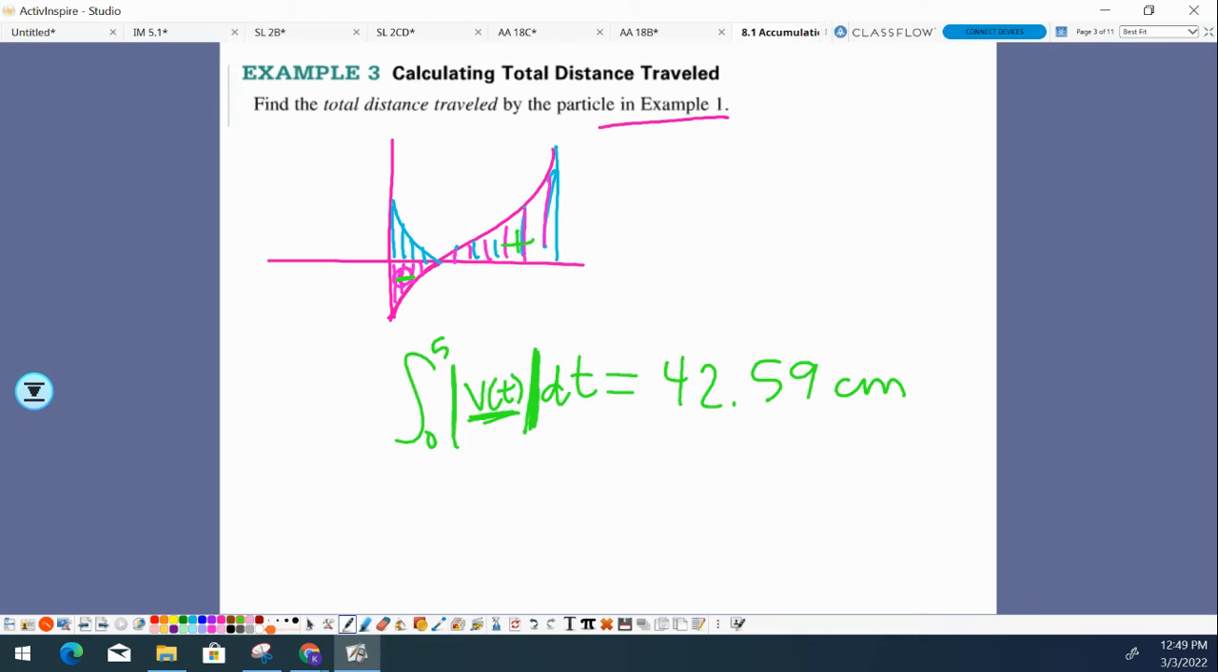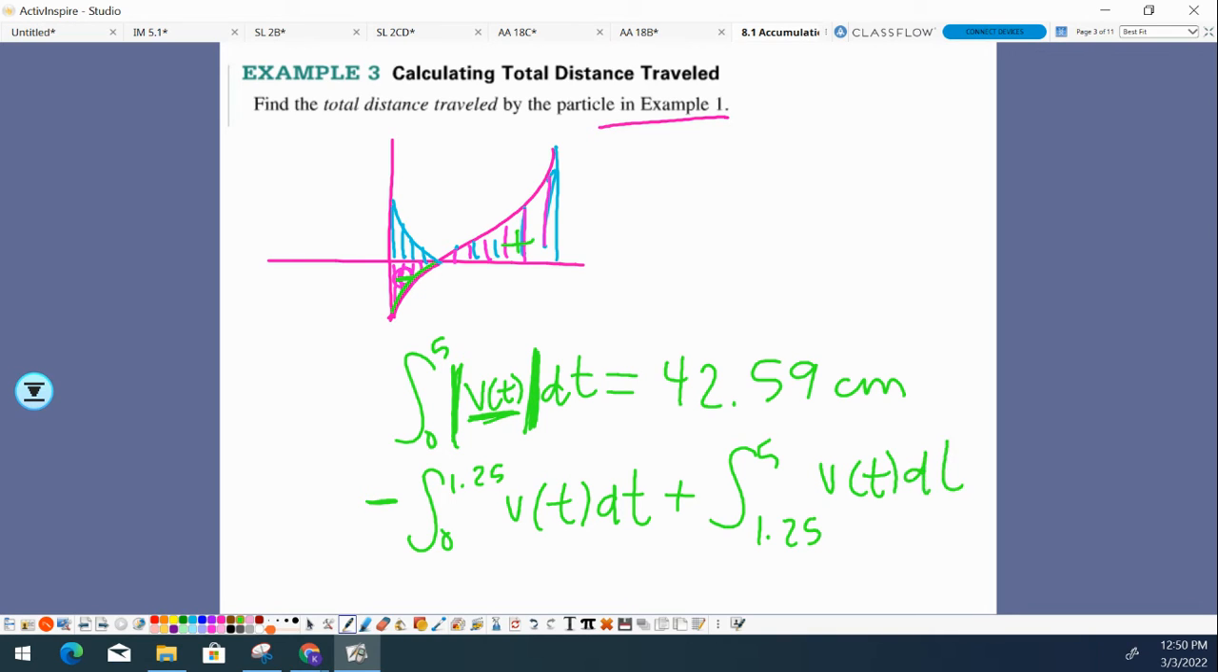So this is what you want to do if the calculator is available. If you have to split it up, because this would be below, you would have to do the opposite from 0 to 1.25 plus, see how you have to divvy it up from 1.25 to 5, and you'd get the same thing. This would make the negative value positive, then we'd add on the positive parts, and you would get your final answer of 42.59.